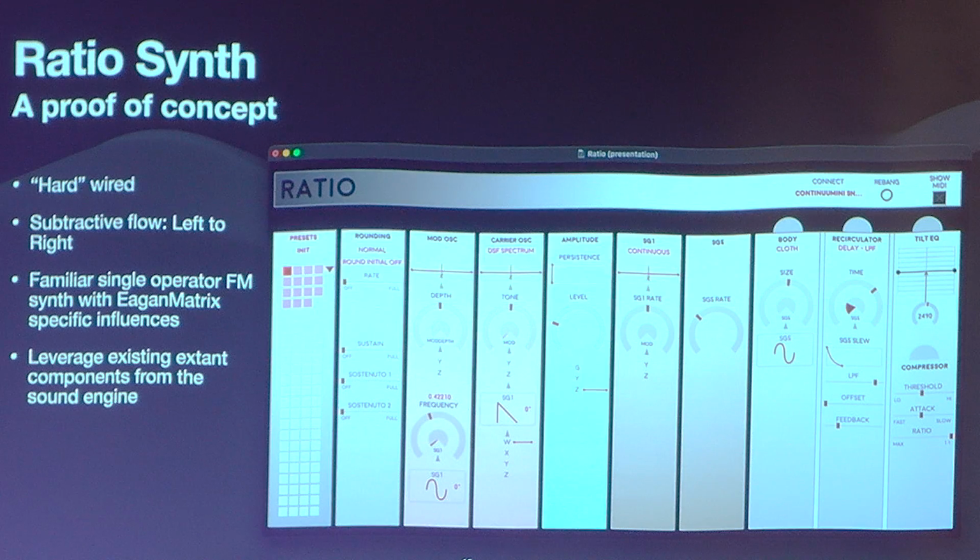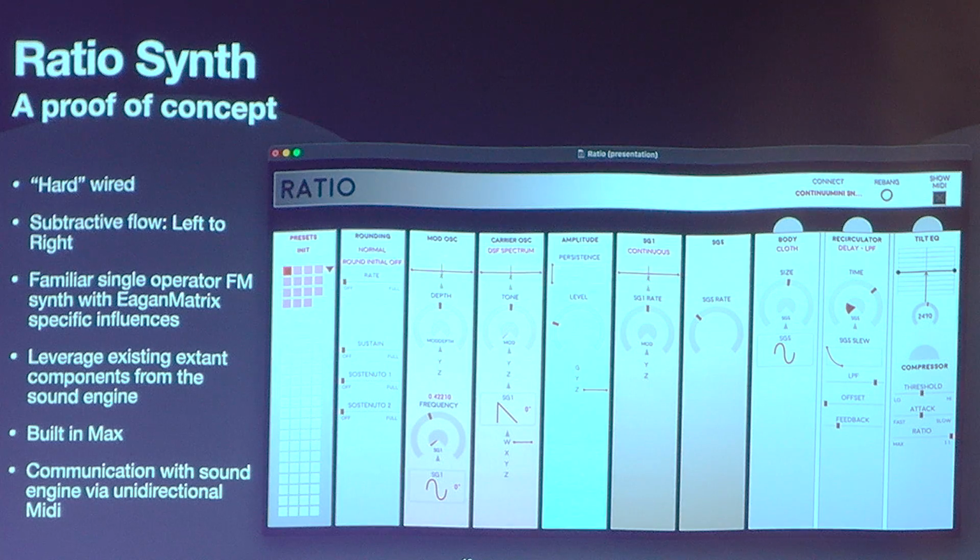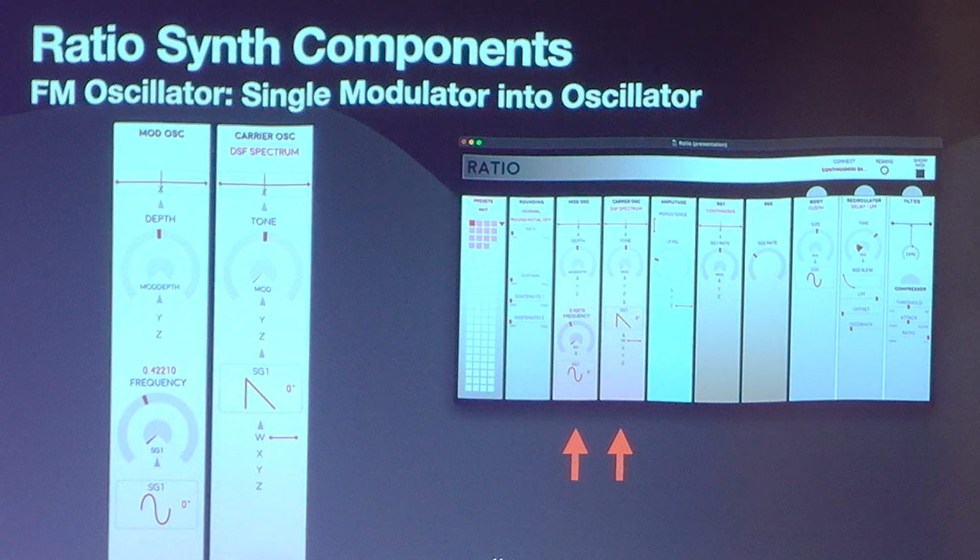And we were using essentially the same components that existed in the Eaganmatrix now. So this didn't really require any sort of new modules, but what it required was a new way of interacting with those modules. So I built this thing in Max, and it communicates directly with this unidirectional MIDI. So in this prototype I have here, I went ahead here.